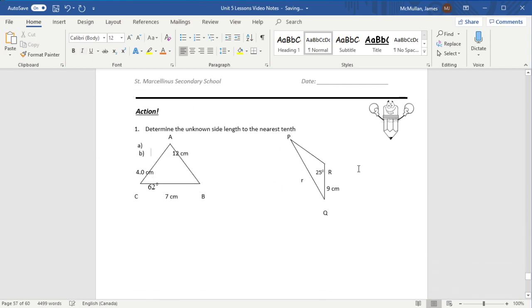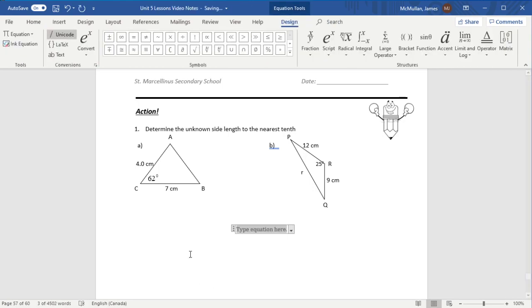All right, so it says determine the unknown side length to the nearest tenth. So, oh my, this is not amenable to my usual reorganization. So let's just work on it this way. Let's do the math first, and then I'll draw it second. So if you look at this question, let's write down what we know. So the knowns are side A, side B. Let's write them actually what they are. So A is 7, B is 4, angle C is 62 degrees.